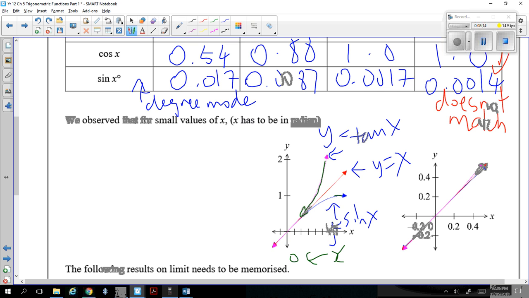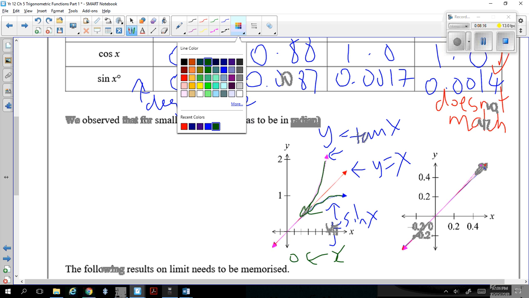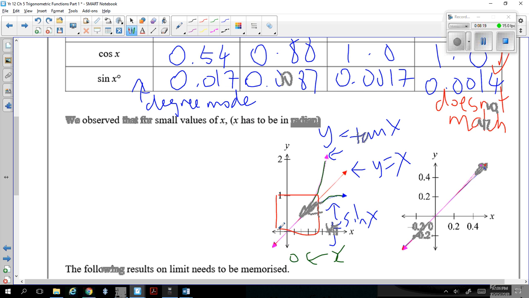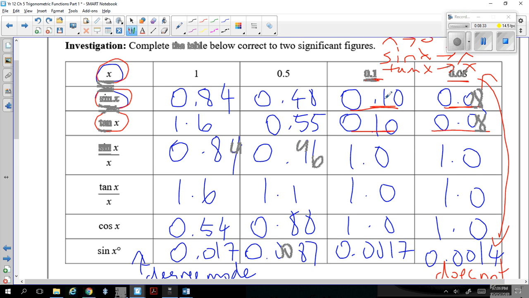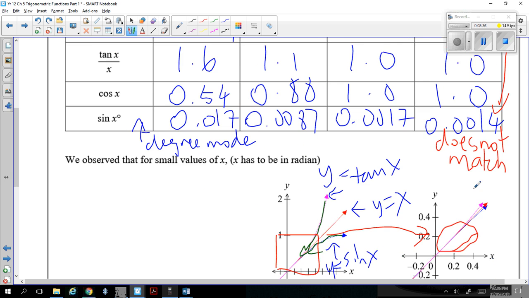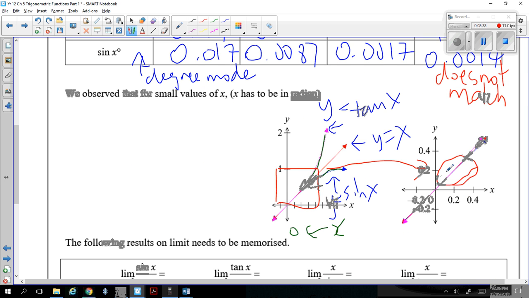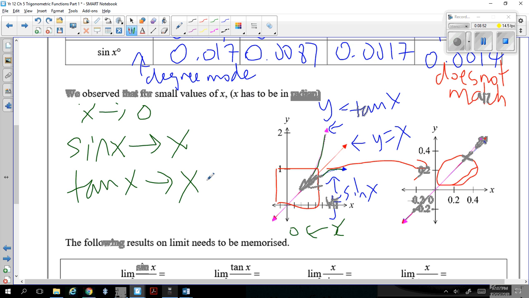And if I enlarge this, so I zoom in, I get to see here. So as x gets very small, the three graphs almost become the same, isn't it? So that's what you see there. When x approaches 0, 0.1, 0.08, the y values become identical. So we see that as x approaches 0, sin x approaches the x value, tan x approaches the x value, as you see from the graph, because they're all going towards the same graph.